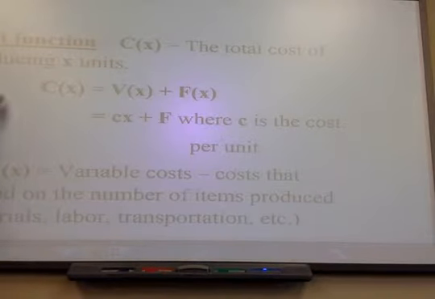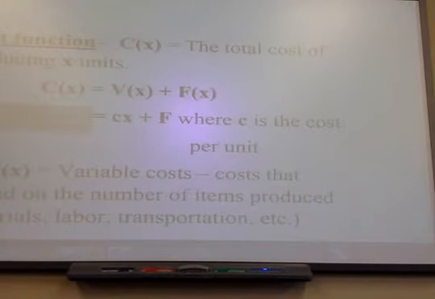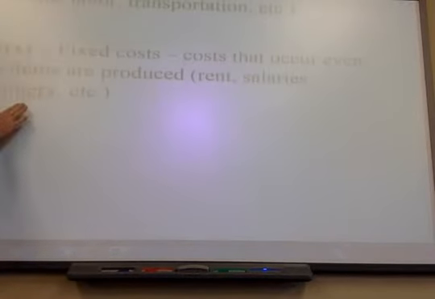And I've tried to define what these are. Variable cost, V of X, is costs that depend on the number of items produced: materials, labor, transportation, etc. That's where the little cx comes in, cost per unit times number of units. And then the fixed cost is costs that occur even if no items are produced, like if you have to rent a building, pay salaries, buy machinery at the beginning. So even if you make no items, you have to pay that F amount, the fixed cost.